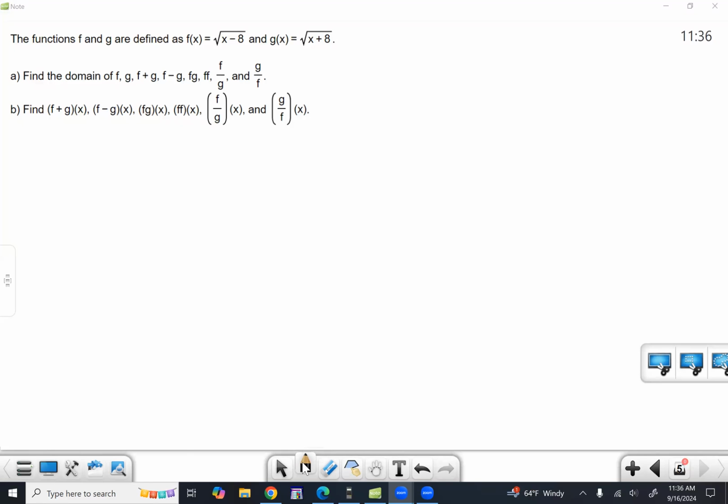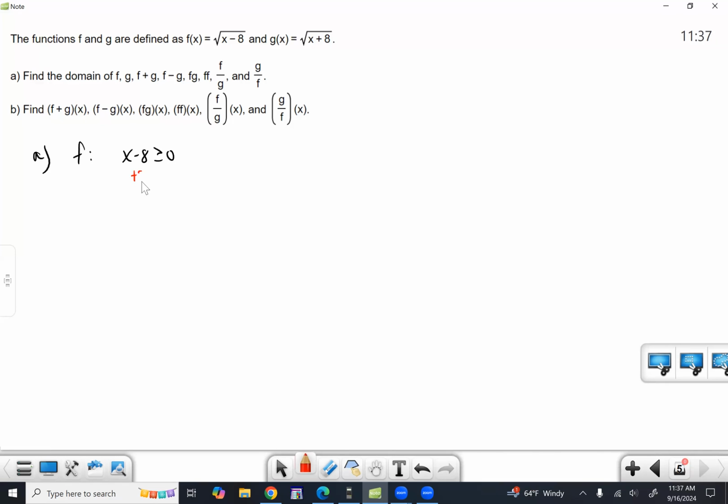All right, let's take a look at number 10. So the first thing we've got to do is find the domains of f and g. So for f, it is a square root. And remember, we can't square root negatives. So x minus 8 has to be 0 or higher, so it has to be greater than or equal to 0.